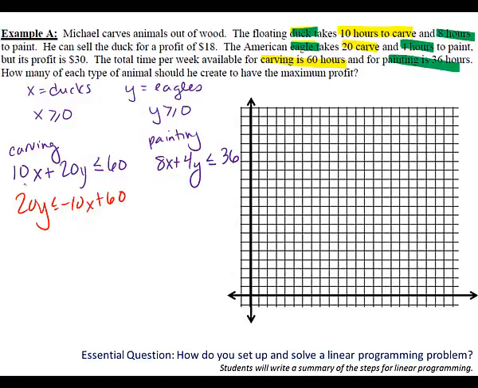All right, and then what are we going to do with the 20? Divide it. Good. So we end up with y less than or equal to, let's see, what is the negative 10 over 20 reduced to? Negative 1/2 x. 60 divided by 20 is what? 3. Good. Okay.